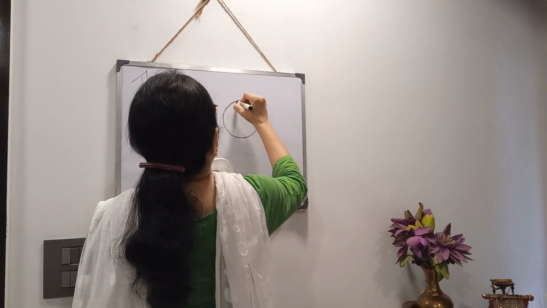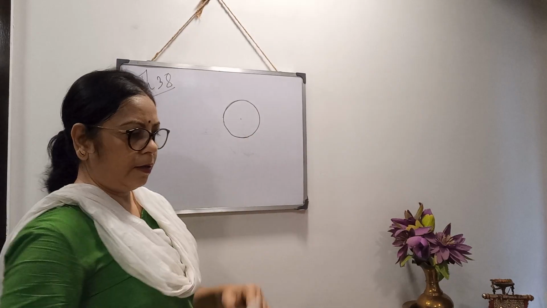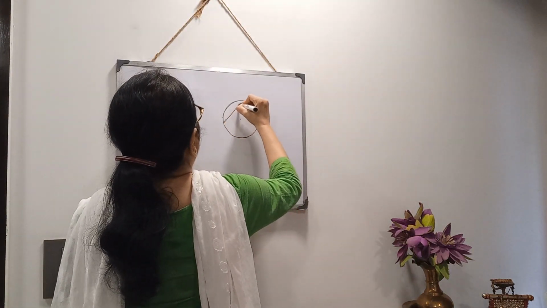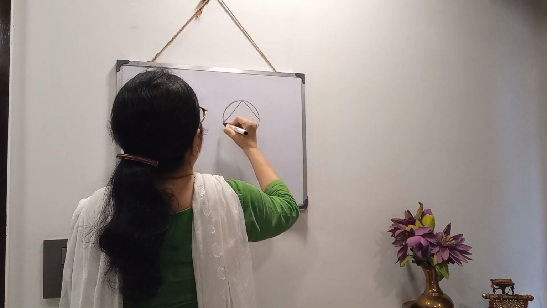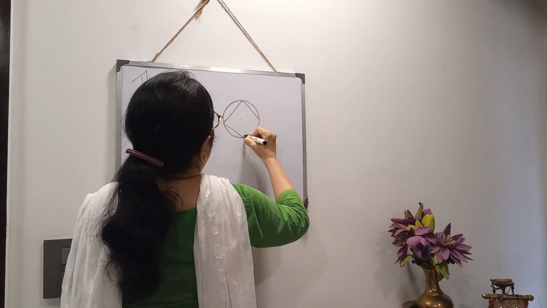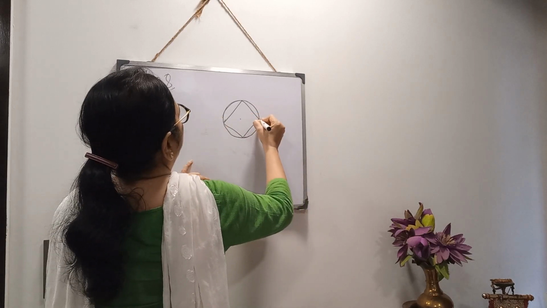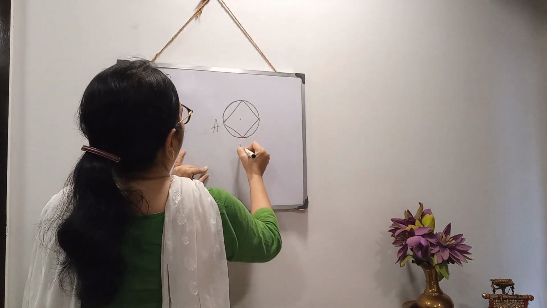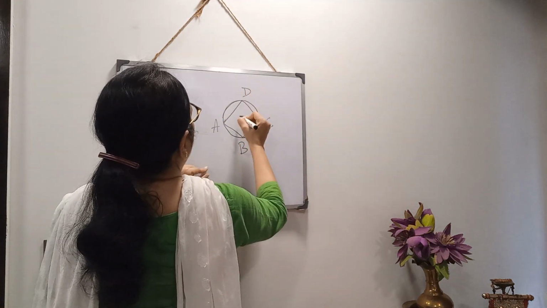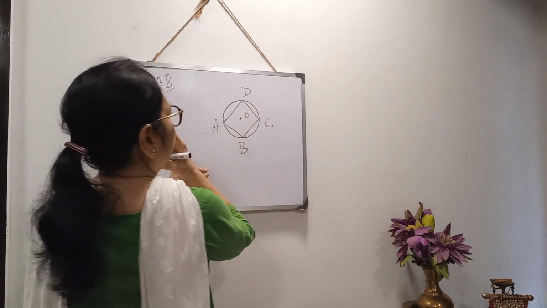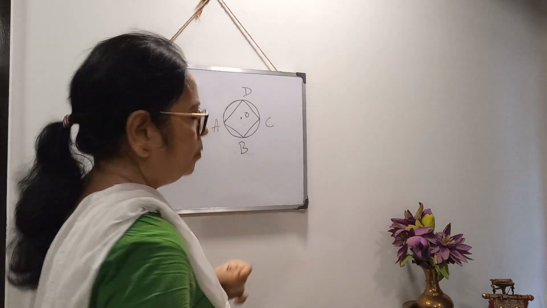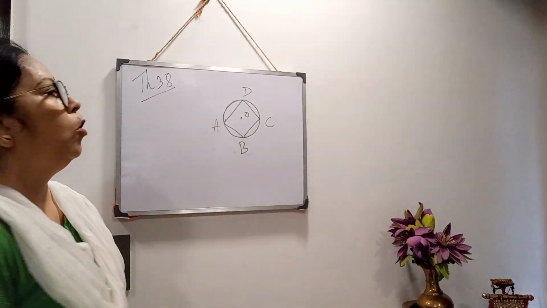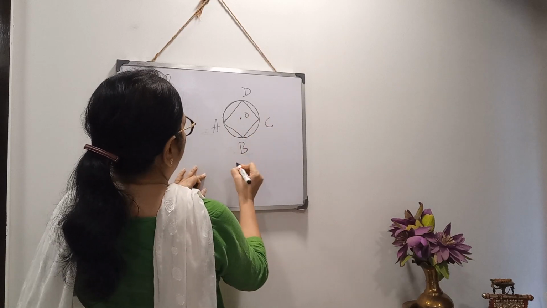This is the circle. This is the center. Now I am drawing a quadrilateral inside the circle. According to the book, I am giving the names so that it will be easier for you: A, B, C, D. O is the center. Clear? Now we have to prove that ABCD is a cyclic quadrilateral, and that opposite angles are supplementary.